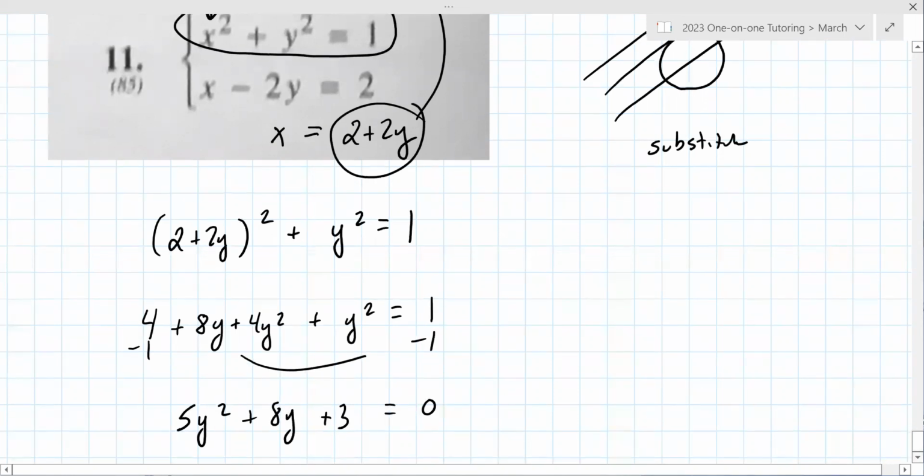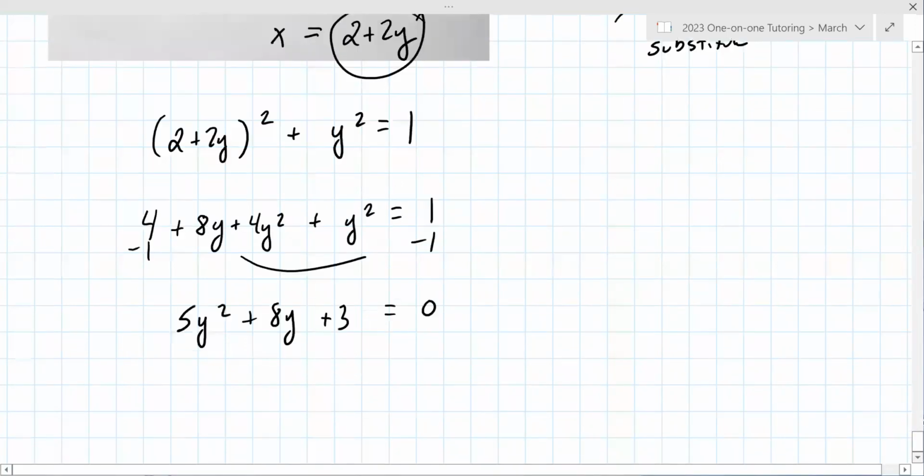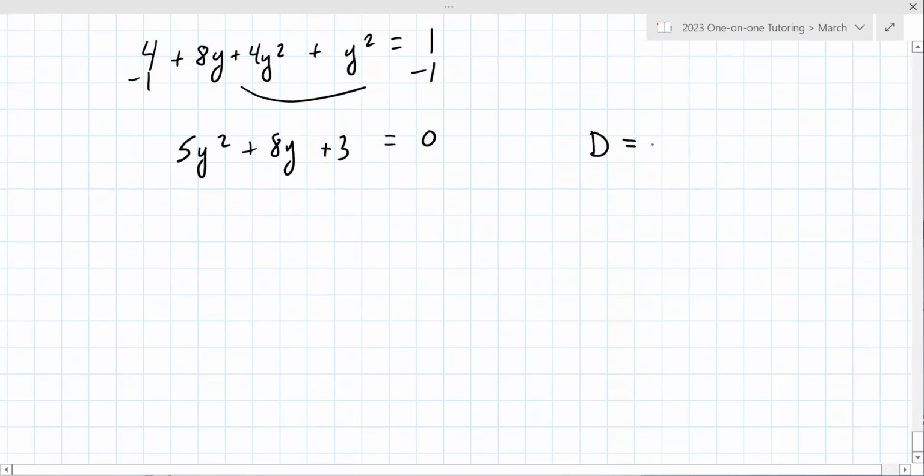All right. You've got to use the quadratic formula on this. So let's do the whole discriminant thing again. I want you to calculate the discriminant for me. B squared minus 4ac. All right.